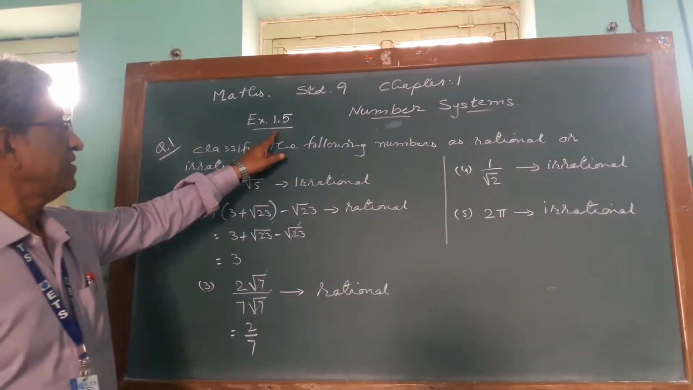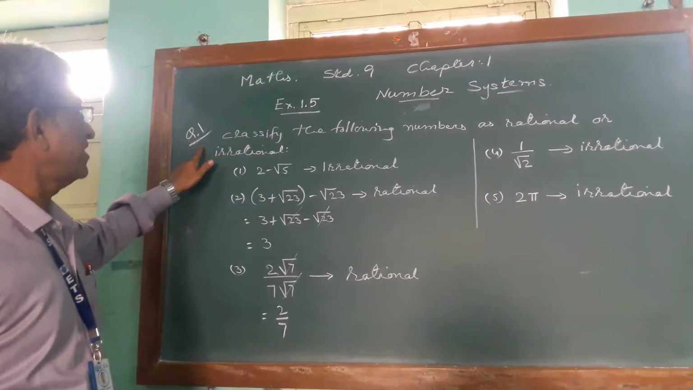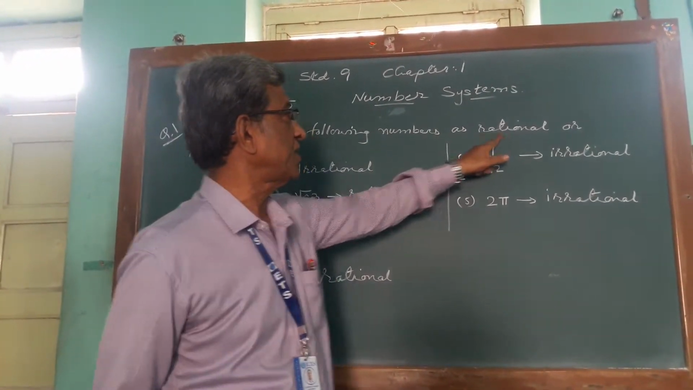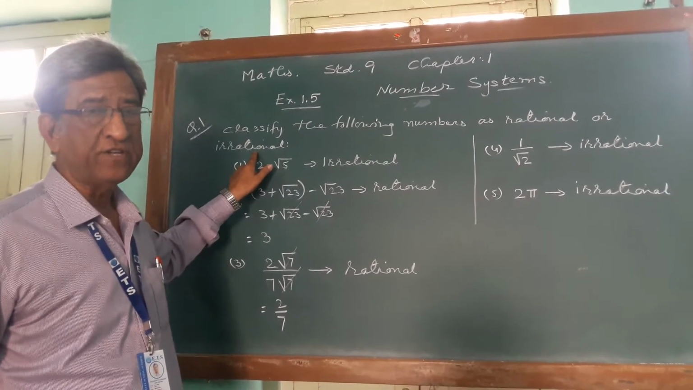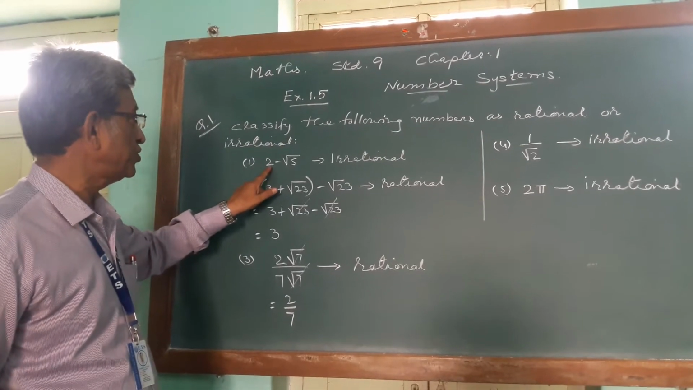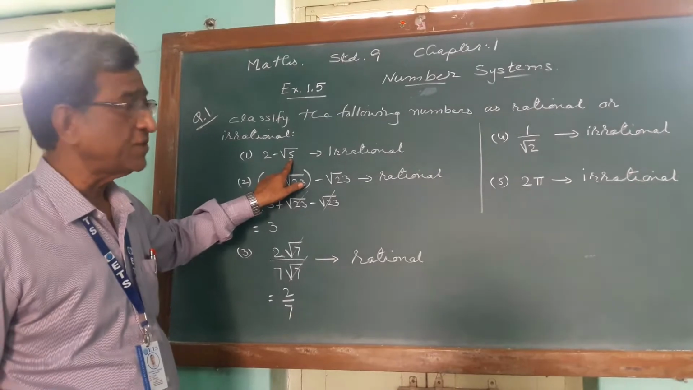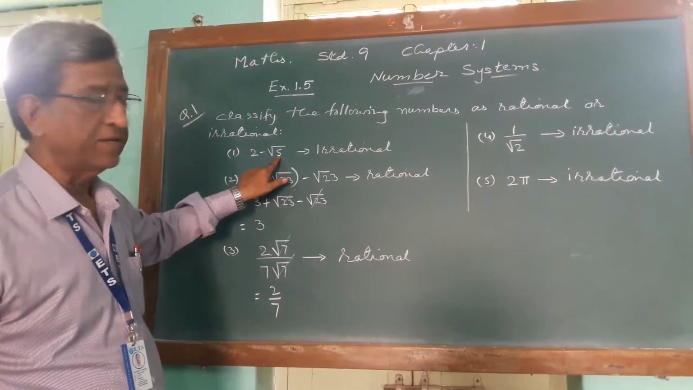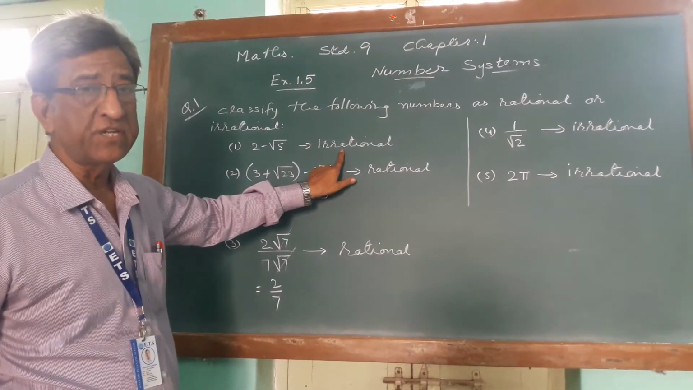Now we will start exercise 1.5. Question 1: classify the following numbers as rational or irrational. So you have to find out which numbers are rational and which are irrational. First one is 2 minus root 5. You know that root 5 is irrational, you cannot find the root of 5. So 2 minus root 5 will be an irrational number.